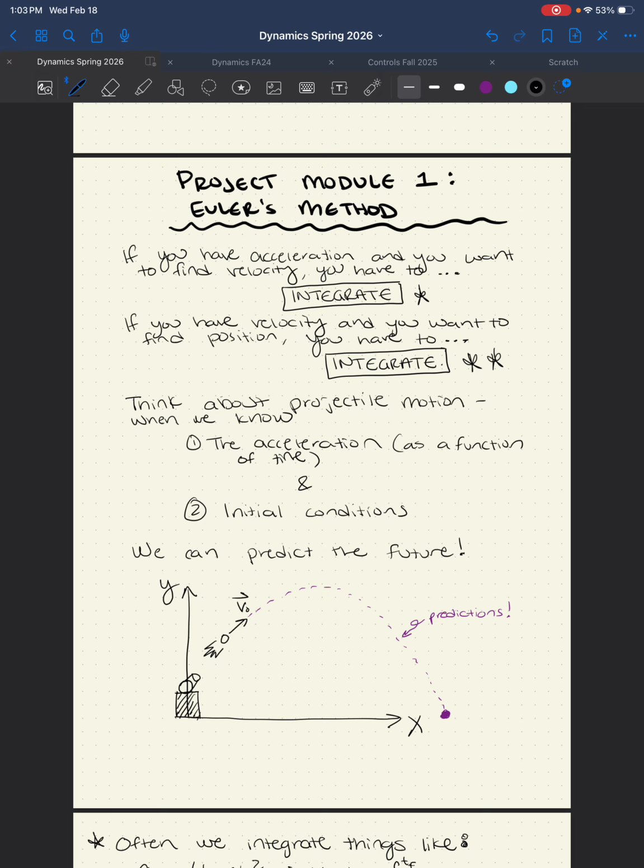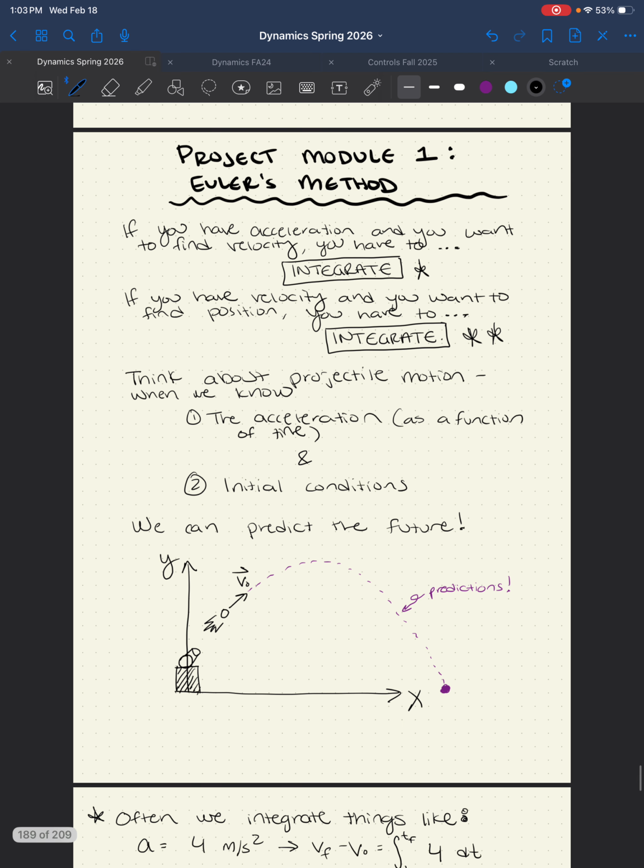Okay, and the way that I want you to start thinking about this integration is that it allows you to predict the future, which is one of the reasons that I love the content in this class so much, is that it allows us to predict the future.